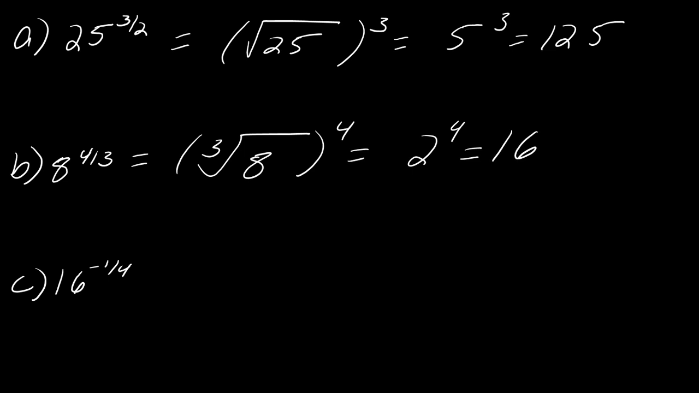Moving on to C, so now we have a negative exponent. The thing to remember with the negative exponent is that it has nothing to do with negative numbers. This is telling us to create a fraction where this 16 is in the bottom. And now I can evaluate 1 over 16 to the 1/4. So 16 to the 1/4 is just the 4th root of 16, which is just 2. So this equals 1/2.